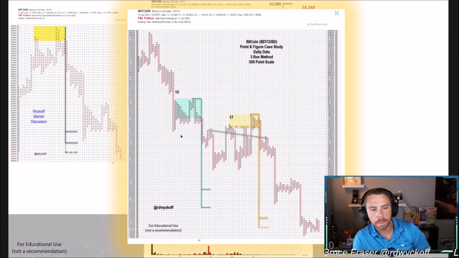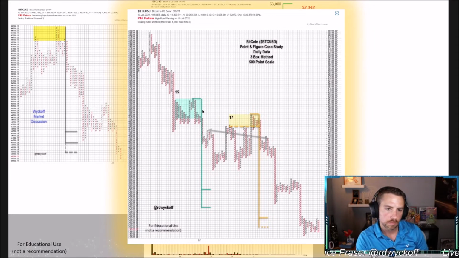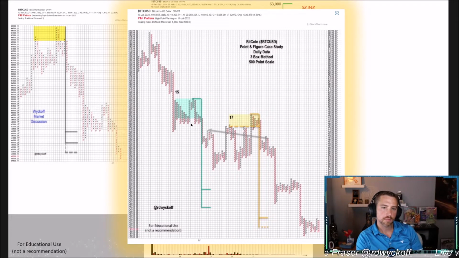Oh no, that's okay. So anyway, this area here is this green count structure. You can see that it attempts to upthrust this high right here on the point and figure, and then immediately fails right down to support. Supply is present. And then look at how it has no capacity to lift after that. There's no demand. It just goes sideways and then fails into a new downtrend.